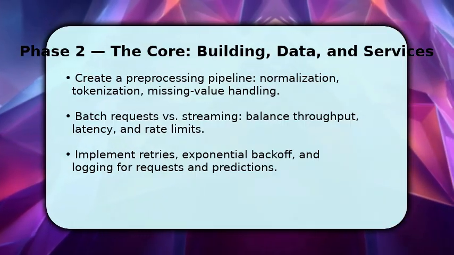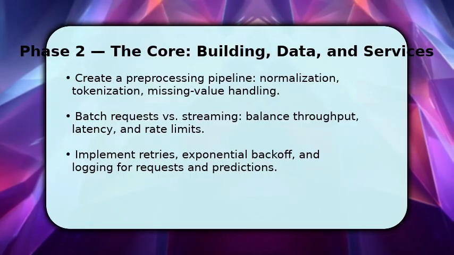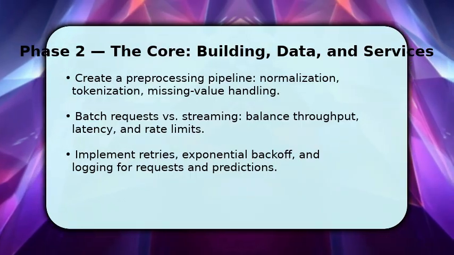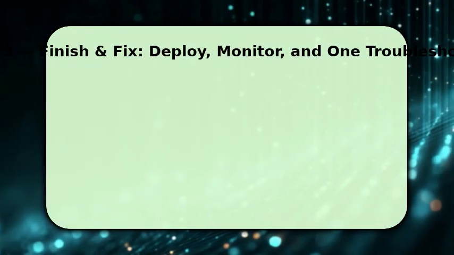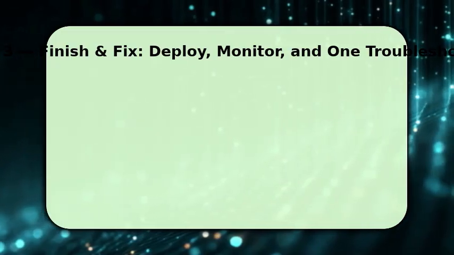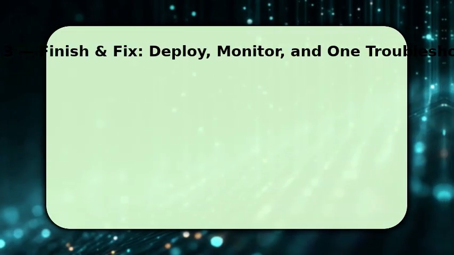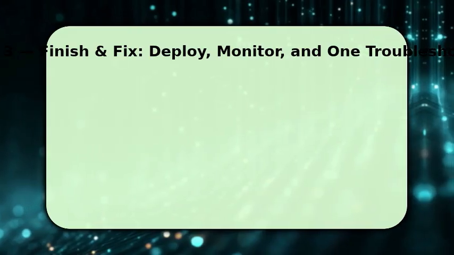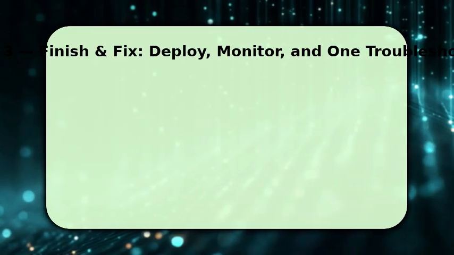Finish by deploying your service that calls the API and adding robust monitoring. You should expose health checks, autoscale when CPU or latency thresholds are crossed, and collect metrics like P50/P95 latency and error rate. Once deployed, watch for model drift and unexpected input distributions.